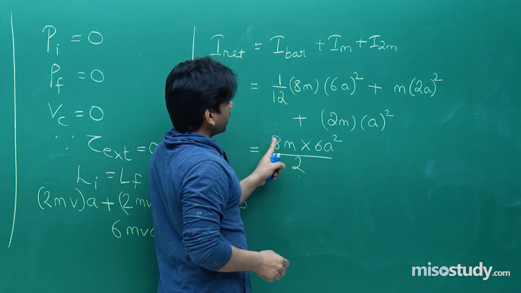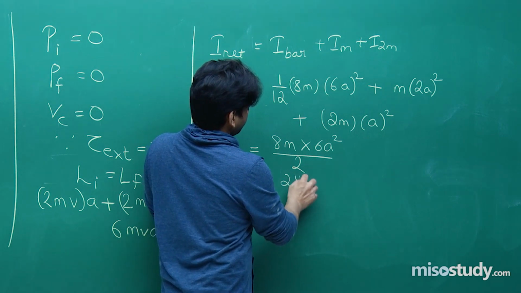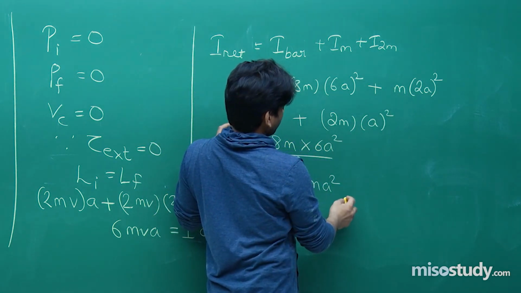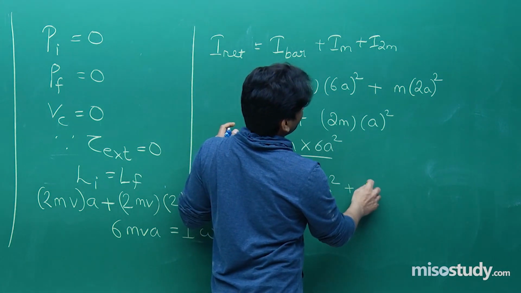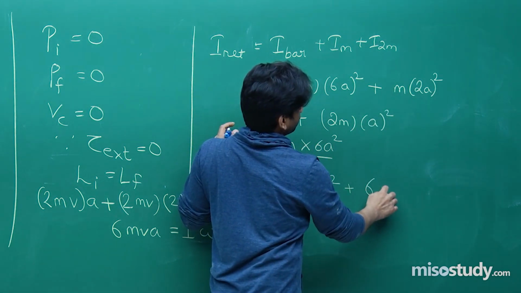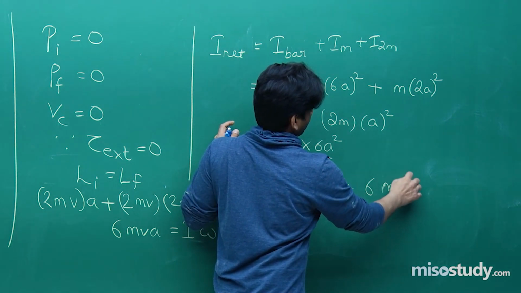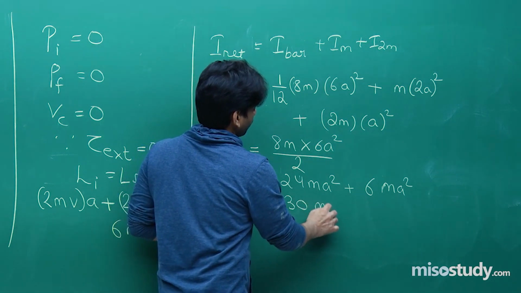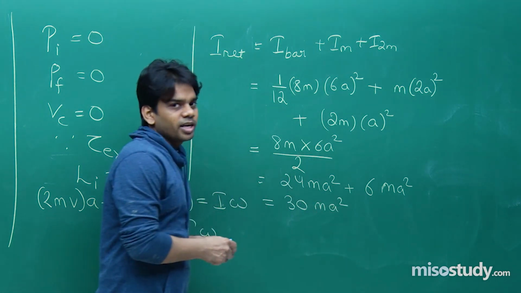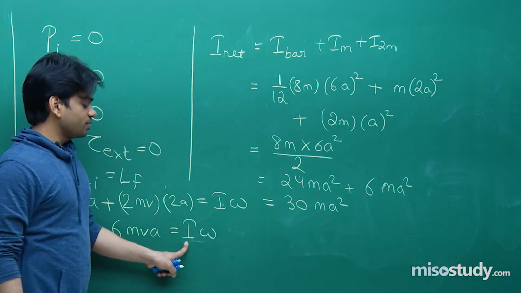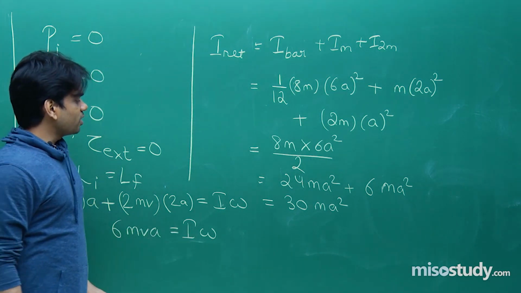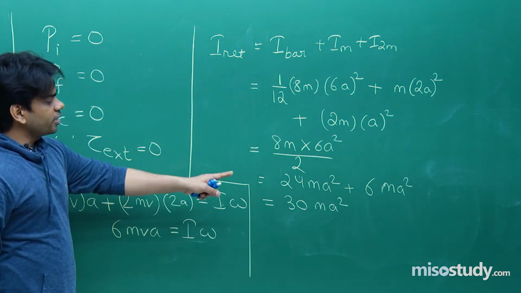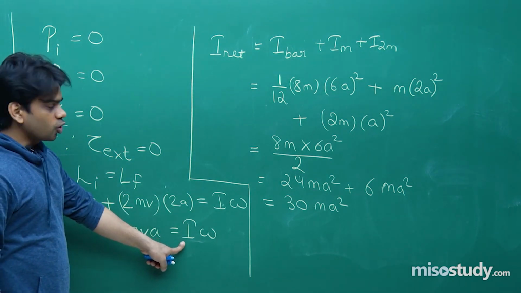So this will give 24 ma square, plus 4 ma square, plus 2 ma square, which gives 6 ma square. So you are going to obtain 30 ma square as the moment of inertia. Don't get confused, the moment of inertia is 30 ma square. Substitute it in this equation.